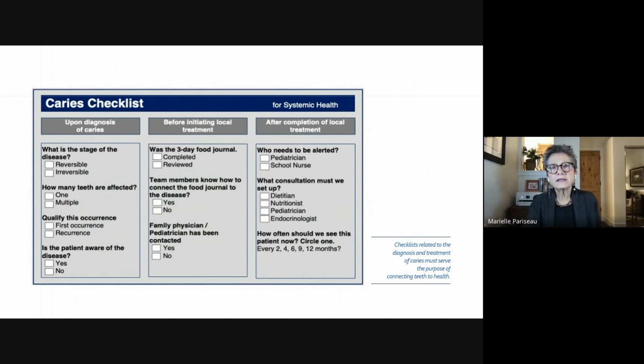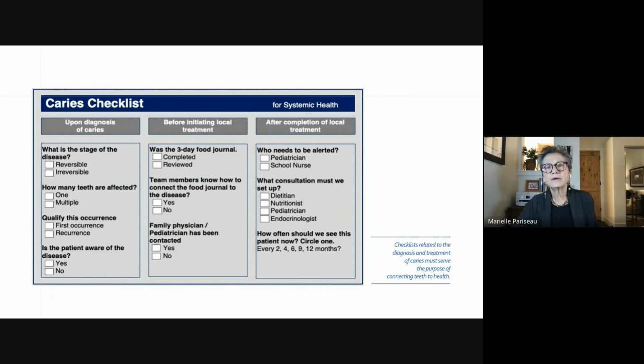And the second set of checklists, which comes with the second critical pause point, has to do with before initiating treatment. We have to ask ourselves, has the food journal been completed? Has it been reviewed? Does my team know how to relate what is seen in the food journal to what's happening in the mouth and the rest of the body? Have we contacted the pediatrician or the family physician?